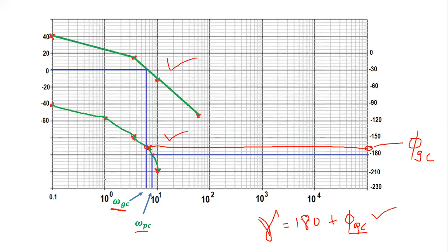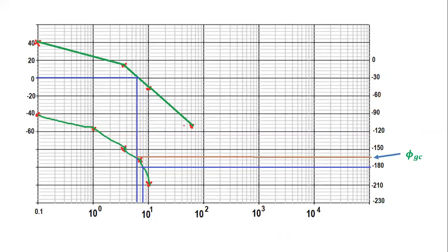Already the gain crossover frequency is there. That gain crossover frequency intersects the phase plot here. At that point, what is the phase angle? That angle we call the phase angle at gain crossover frequency. Once we know the phase angle at gain crossover frequency, if we substitute, then you can identify the phase margin that you can observe clearly.